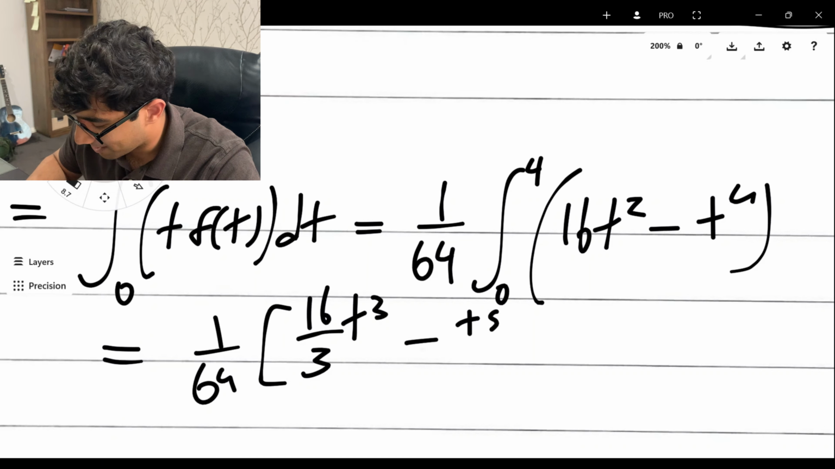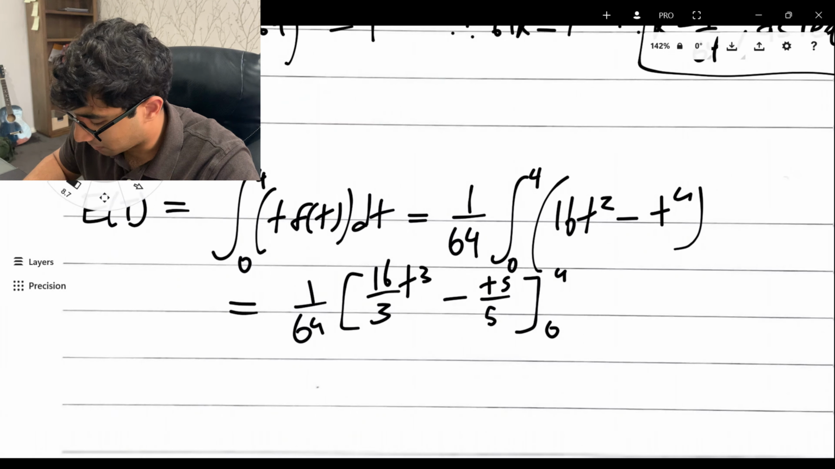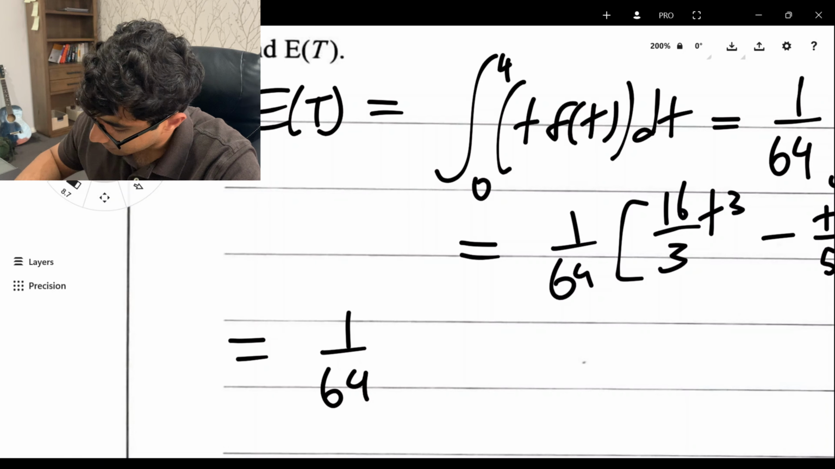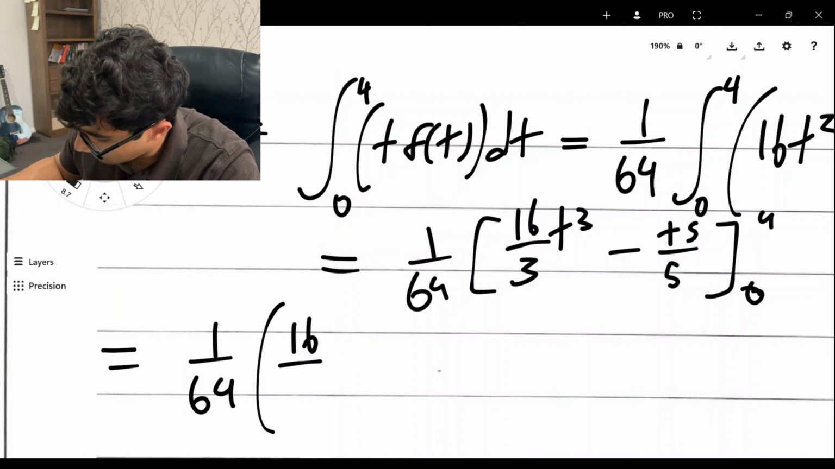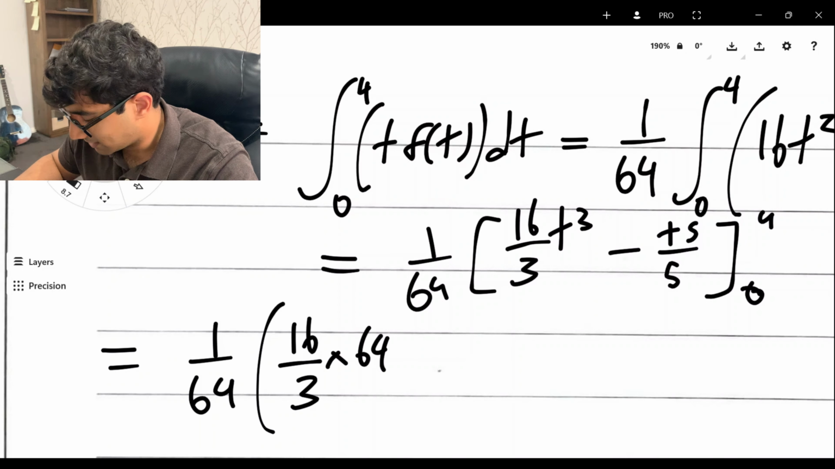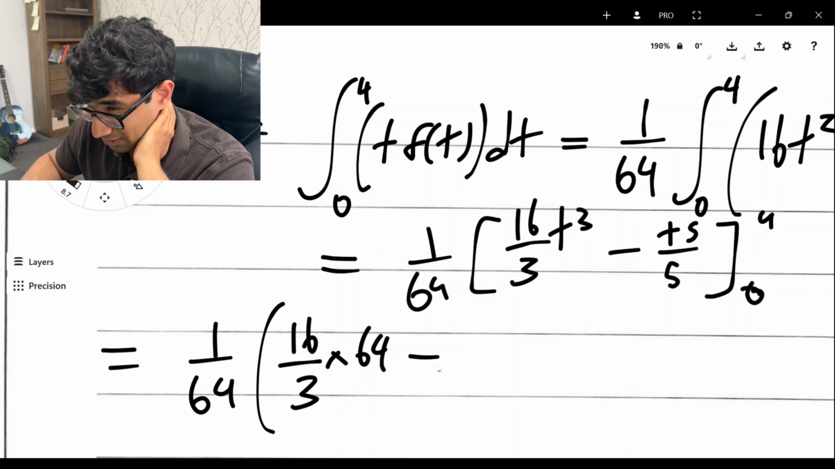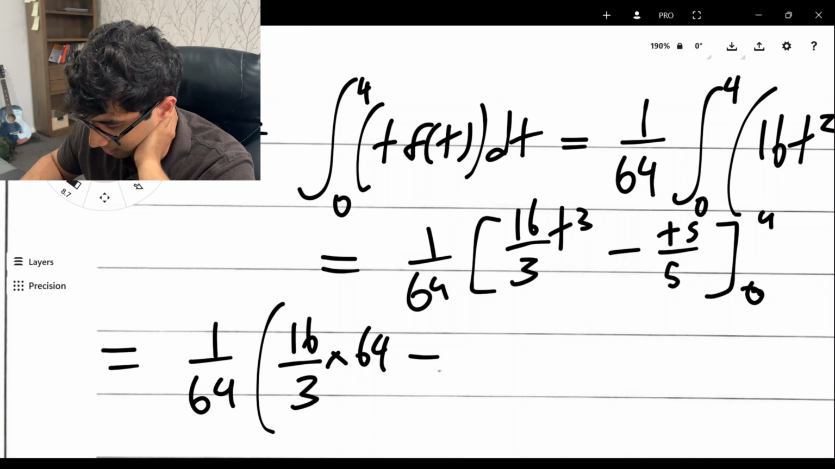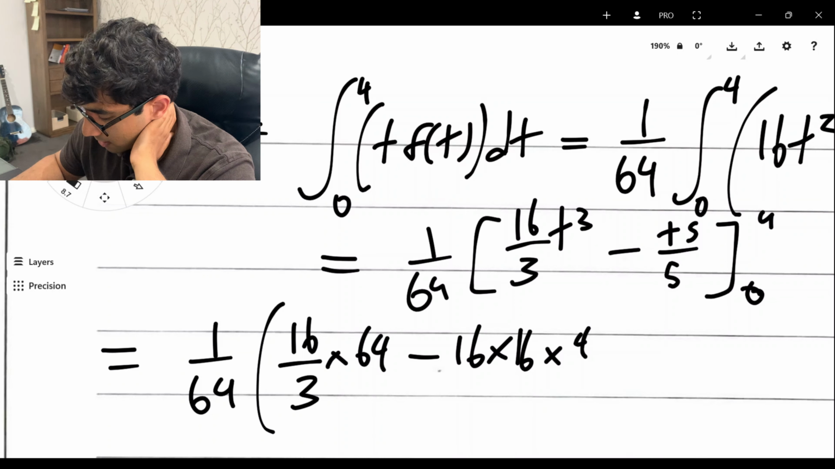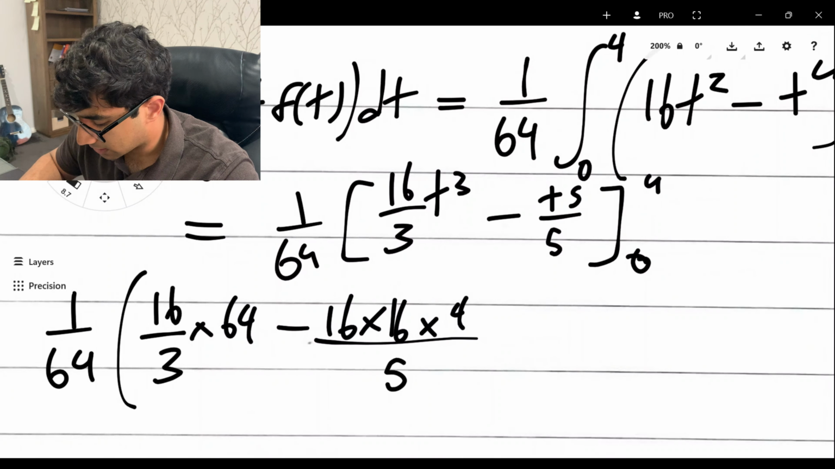T to the power 5 over 5, from 0 to 4. It could be worse. Thankfully we have 0 at the bottom, so that's our saving grace. We have 1 over 64 times 16 over 3 times t to the power of 4, which is 64, minus t to the power of 5, which is I think 1024, that's t squared, so 16 times 16 times 4, over 5, subtracting 0.